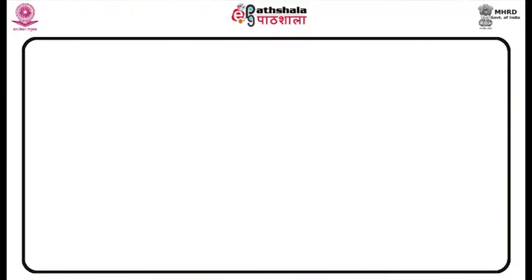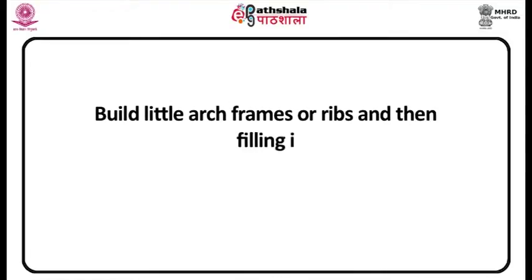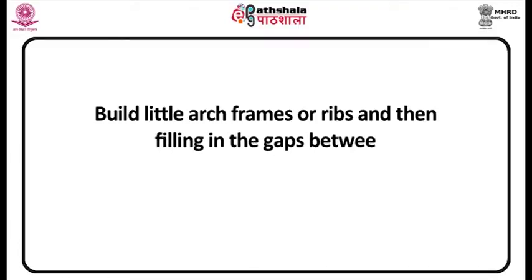Vaulting: the ribbed vault. Toward the end of the Romanesque era, a new form of vaulting was invented, the ribbed vault. Unlike the groin vault, which is essentially two barrel vaults meeting at a right angle, with ribbed vaults you are essentially building little arch frames, or ribs, and then filling in the gaps between them.